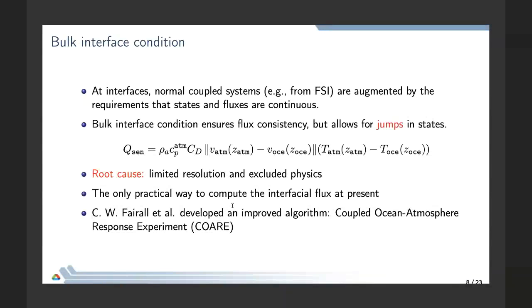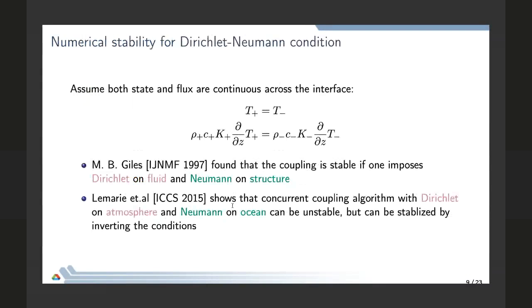Stability analysis for bulk interface condition, I would say there's not much work in this direction. However, there are quite a few works on the stability analysis for another interface condition, which assumes that both state and flux are continuous. It's also usually called the Dirichlet-Neumann condition because of the way they are implemented. For example, the first condition can be implemented as a Dirichlet boundary condition for one model, and the second equation can be implemented as a Neumann boundary condition for the other model.